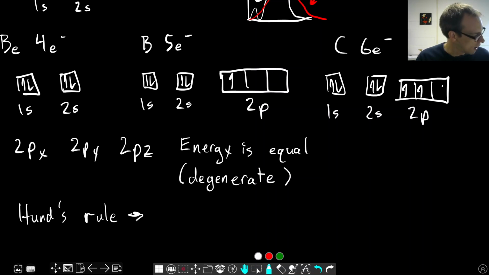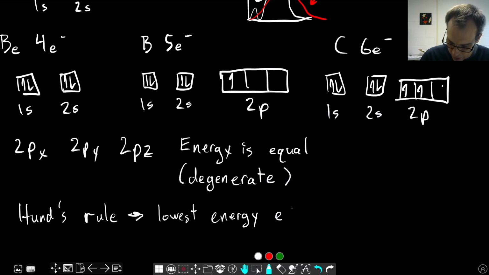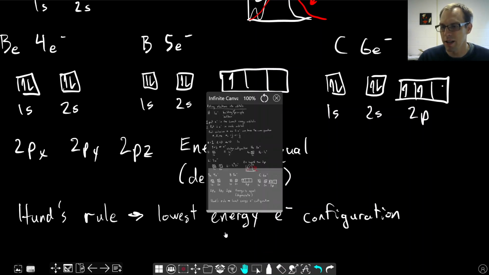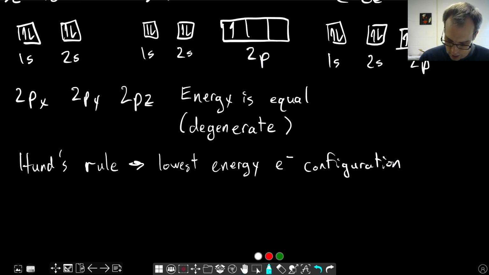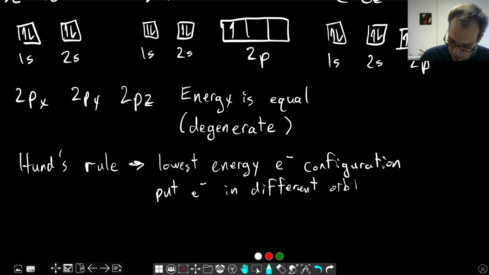And his rule is that, let me make sure I have the language consistent with what it has in your textbook, the lowest energy electron configuration is to put electrons in different orbitals if they're degenerate, with the same spin.